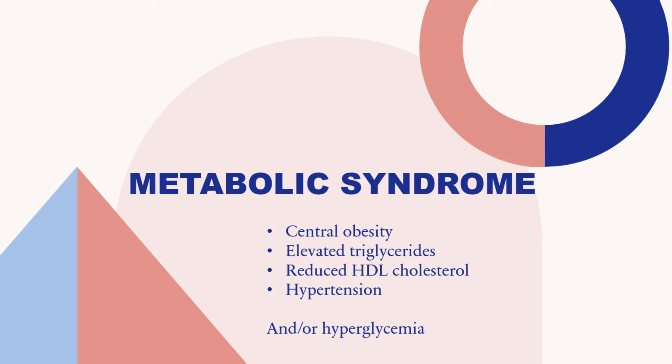Metabolic syndrome is a common multifactorial syndrome of aging due to chronic low inflammation that affects the body and is characterized by central obesity. And by central obesity, we're talking about these people who are apple-shaped with thick waists, elevated triglyceride levels, low high-density lipoprotein cholesterol, or HDL, so low good cholesterol, high blood pressure, and/or hyperglycemia.